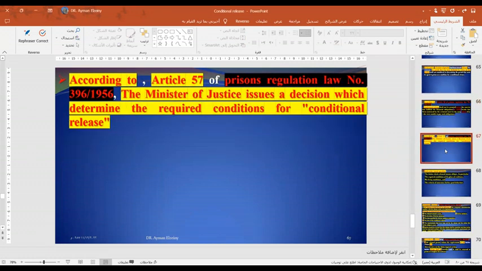According to Article 57 of the Prison Regulation Law, the Minister of Justice issues a decision which determines the required conditions for conditional release.